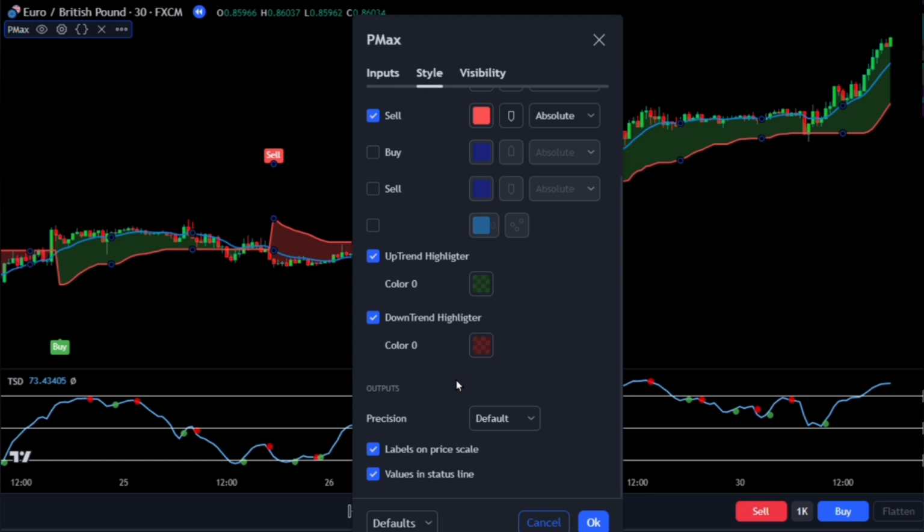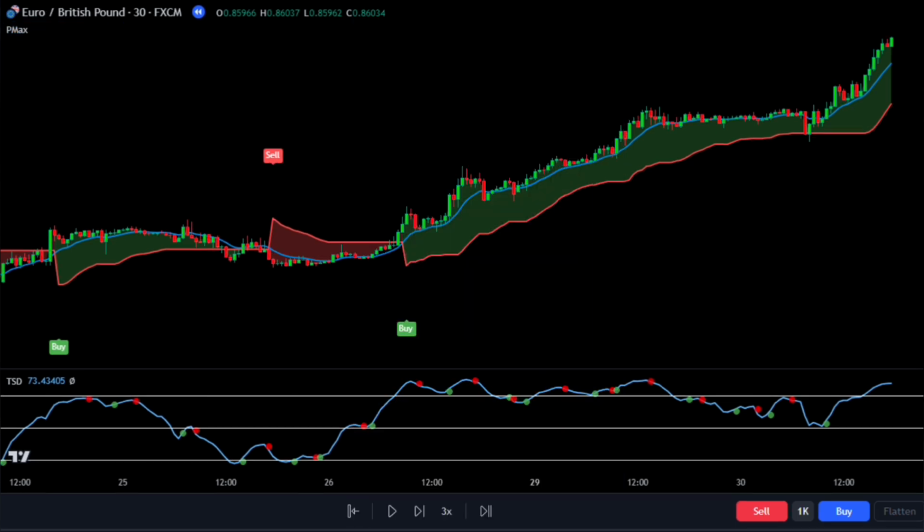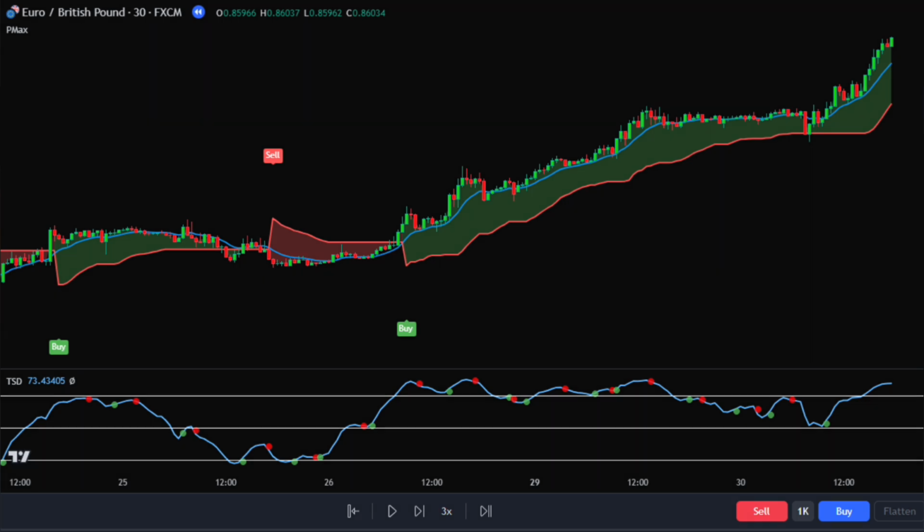Once you're done, uncheck the remaining boxes. By making these modifications, you'll notice that our chart becomes clearer and easier to understand. This will greatly help us in analyzing our trades and making more informed decisions.